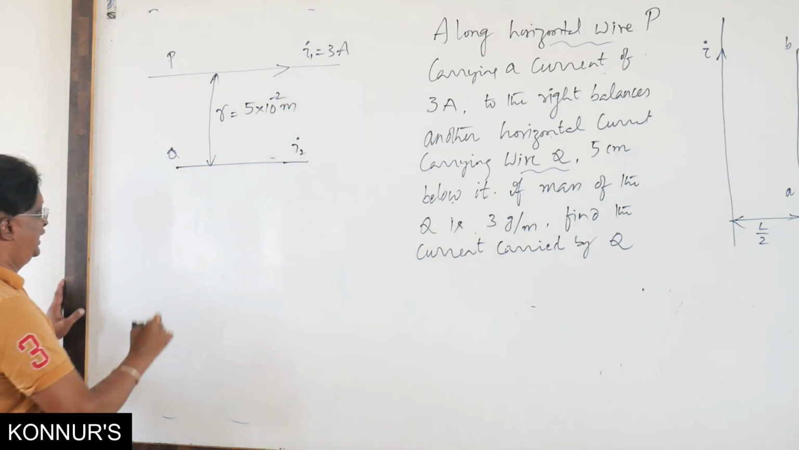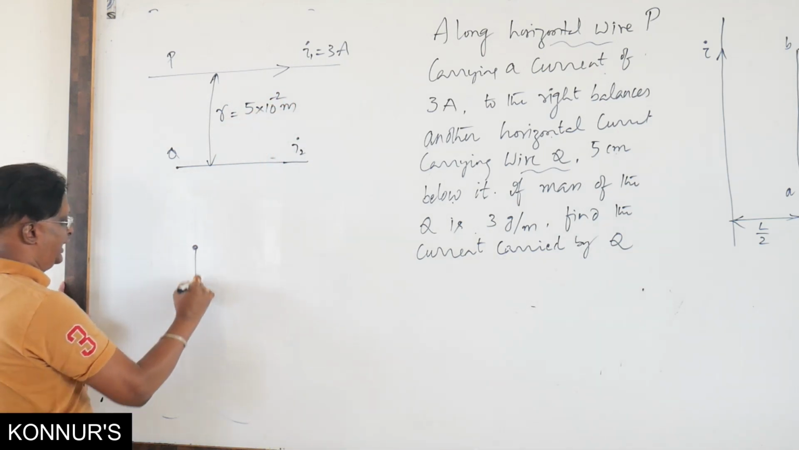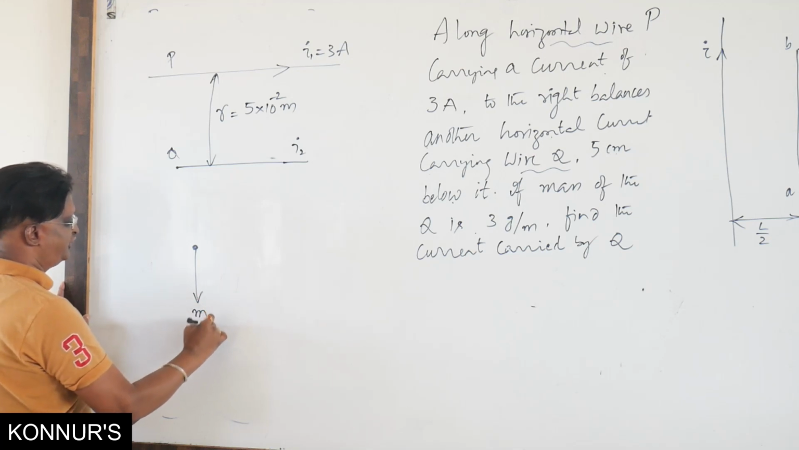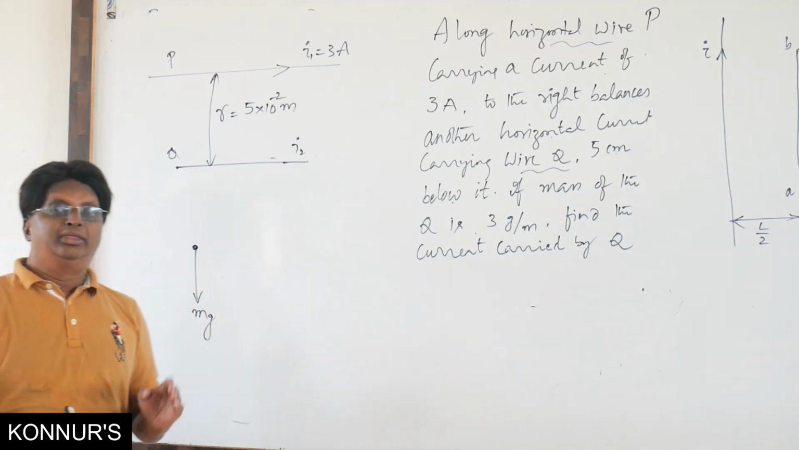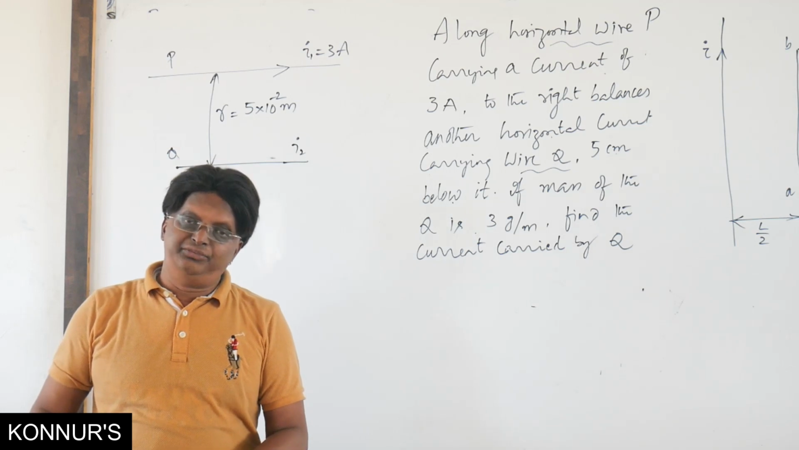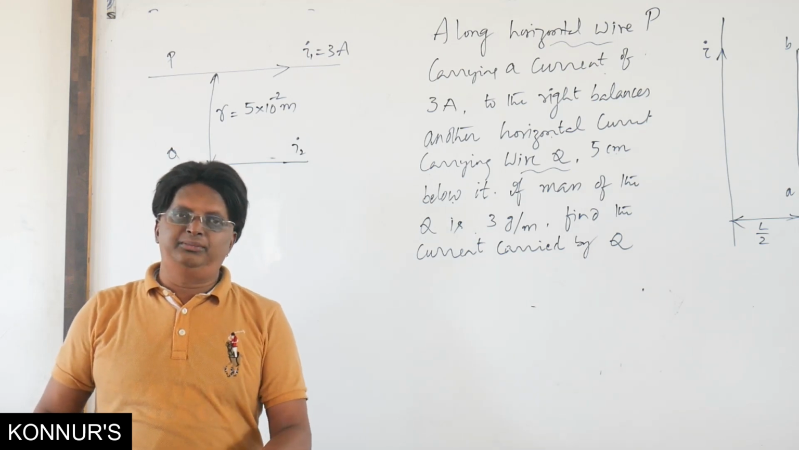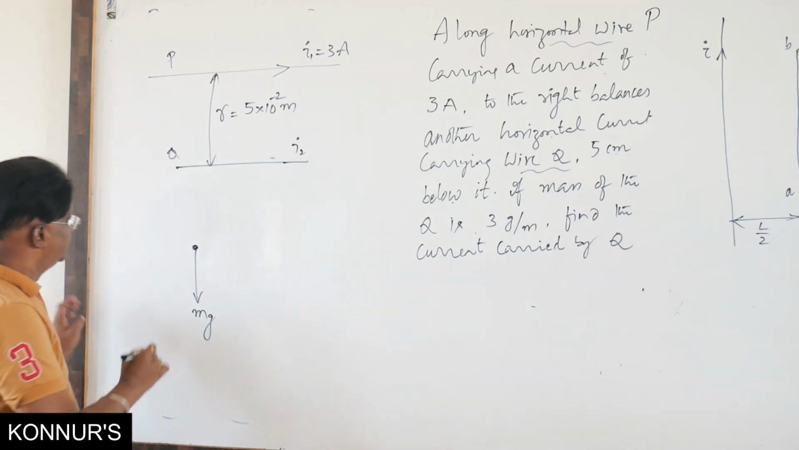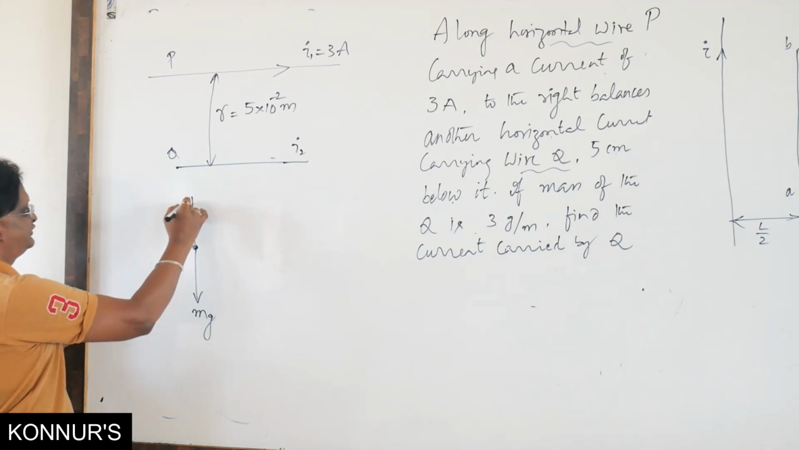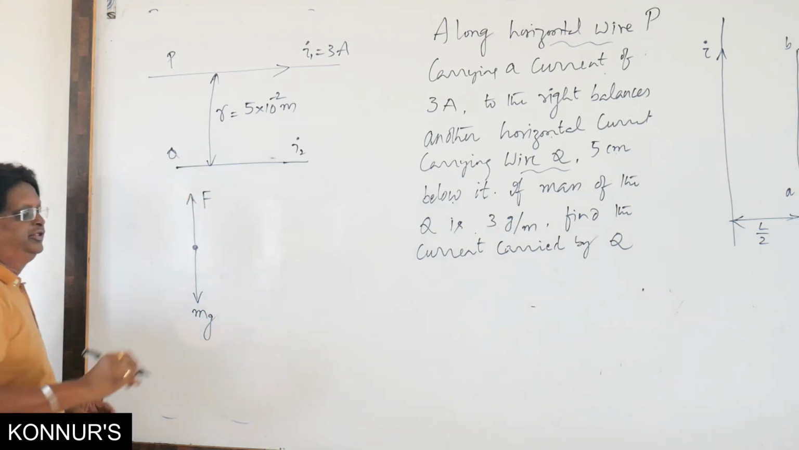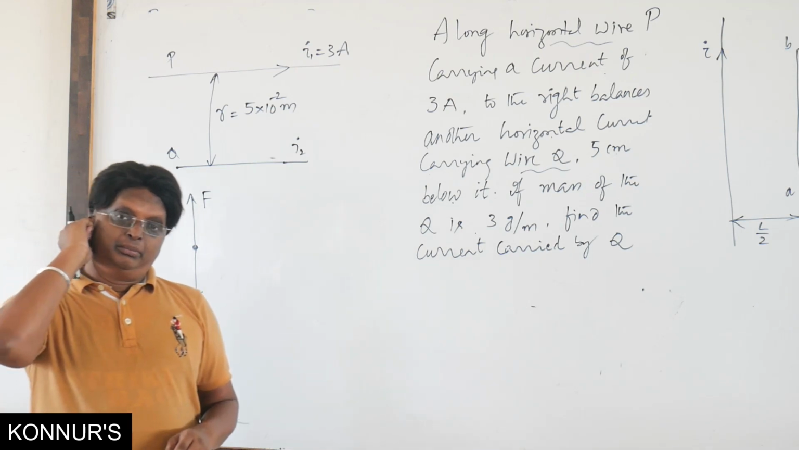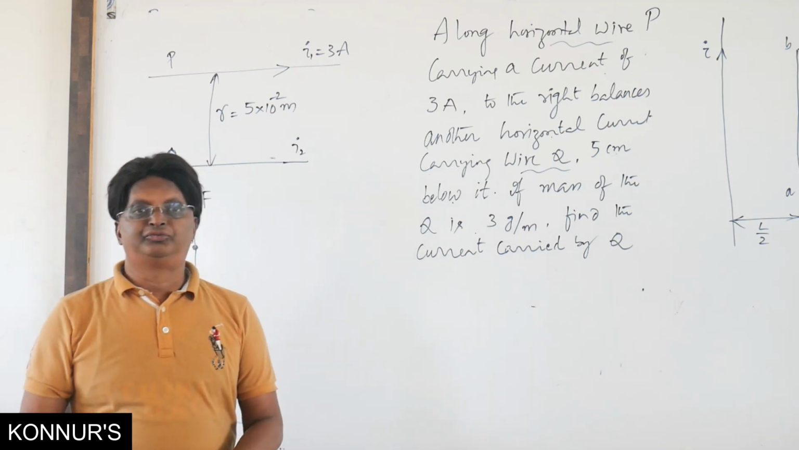Now the question is that mg, for any object balanced in air, mg should be balanced, and the balancing force for mg is always upwards because mg is always downwards. So the balancing force is always upwards. This is the balancing upward force. But now what is that balancing force?